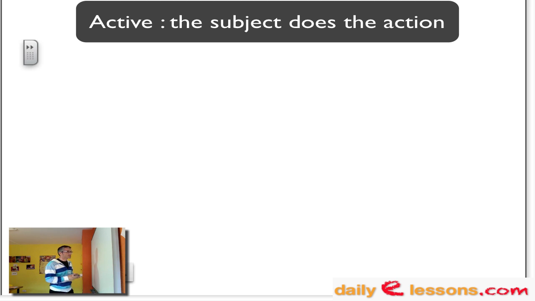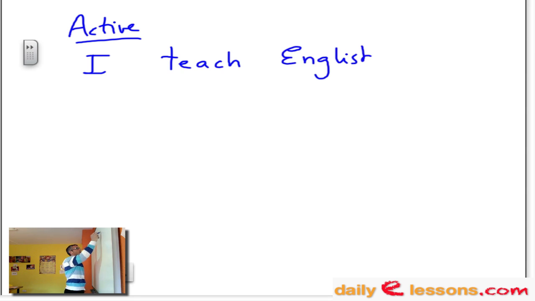For example, let's give an example of an active sentence. We've got an active voice, which is: I teach English. So we have here the subject and the verb teach. The subject in this case is active. I do the action. So I teach English because I do the action. This subject is active, right?